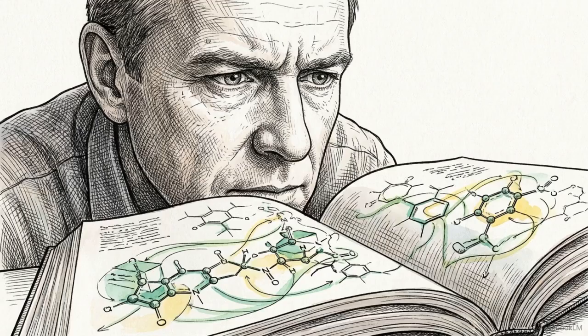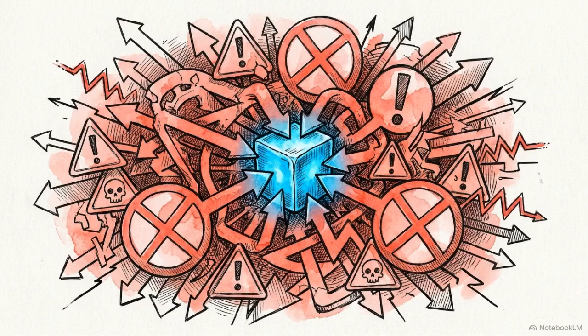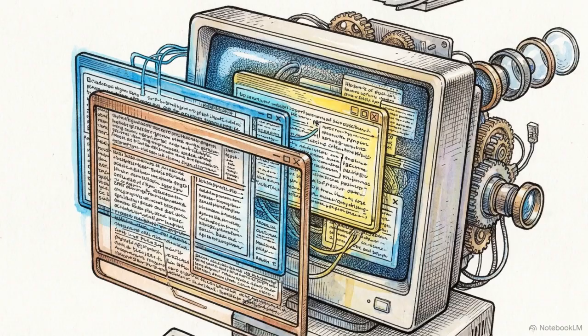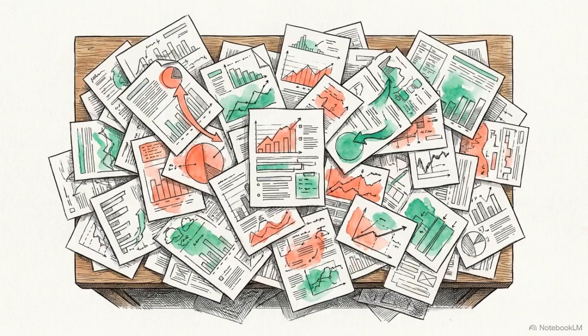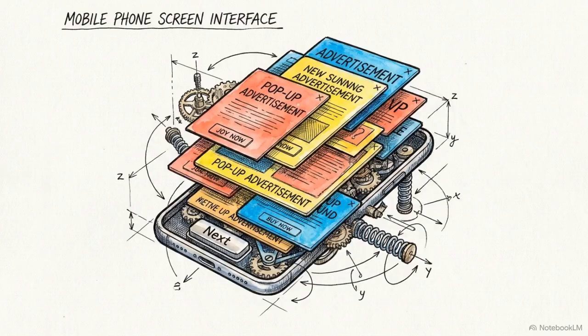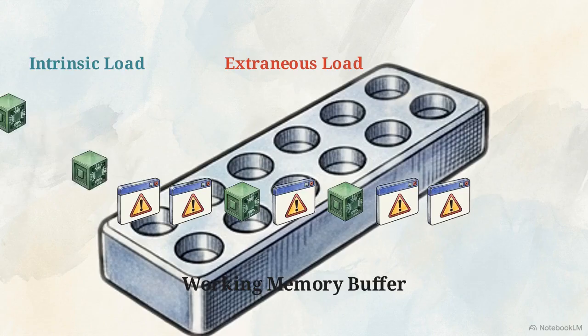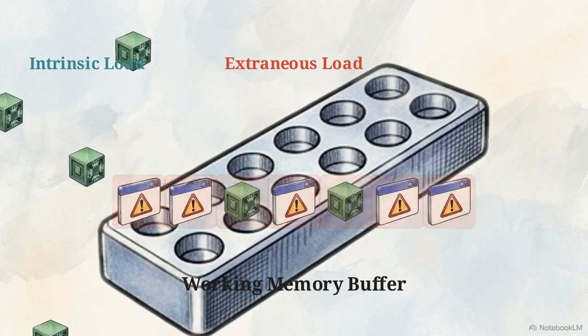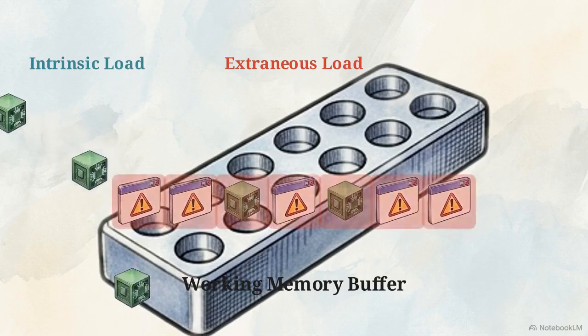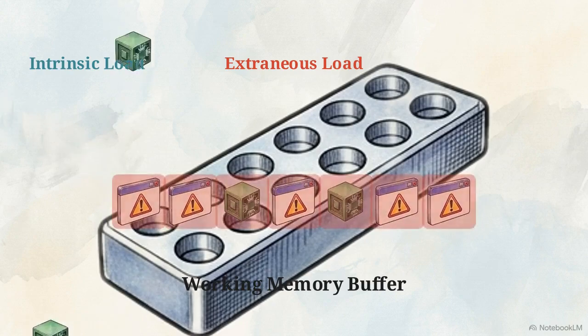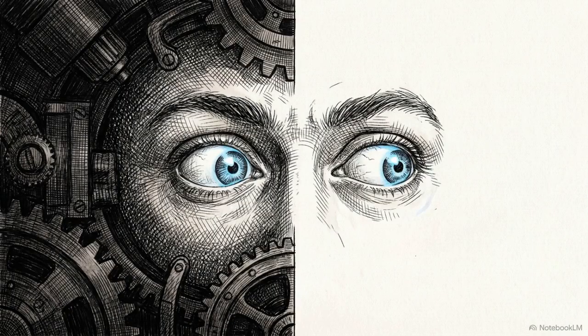The mental effort required to absorb the subject itself is called intrinsic load. But there is a second type of friction, extraneous load. This is the unnecessary processing power consumed by confusing formats, scattered, unstructured information, and poor interface design. Because working memory is rigidly finite, every ounce of extraneous load directly robs the brain of processing slots needed to understand the subject.